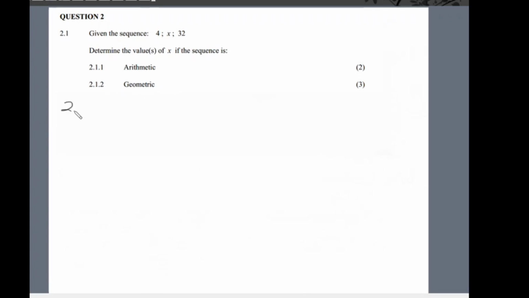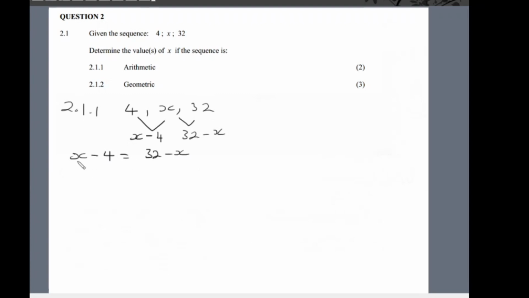So we will start with 2.1.1. If the sequence is arithmetic, it means that we have a common difference, right? The difference between term 2 and term 1 is x minus 4. The difference between term 3 and term 2 is 32 minus x. So if this is an arithmetic sequence, it means that we have a common difference, which means that x minus 4 is equal to 32 minus x, right?